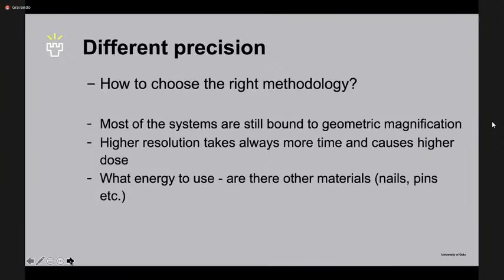And then finally, you need to figure out what kind of energies or X-rays you can use. Like we have examples later, there might be nails or pins in your sample that are causing extra trouble. And although you would like to use soft X-rays, you are then forced to go with harder X-rays.